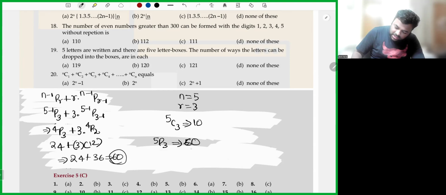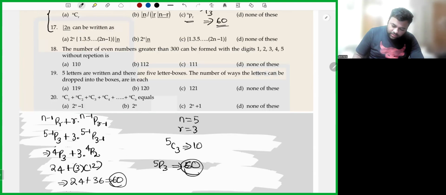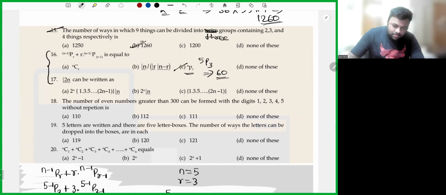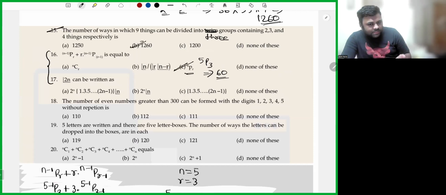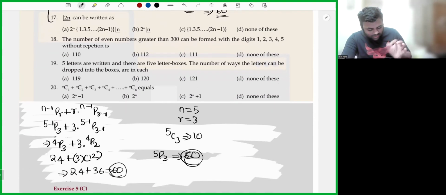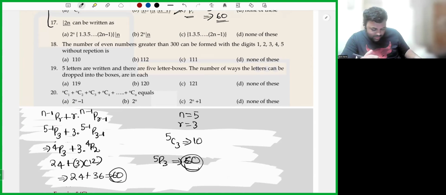Here we are having 60. Here we are having 60. The answer is 5P3, NPR. So N minus 1 PR plus R into N minus 1 PR minus 1 is 60. Be careful, this is P. I did 4C3. 4C3 is 4. 4P3 is 24. Okay. I had written 4C3 there. Don't make a mistake like that.